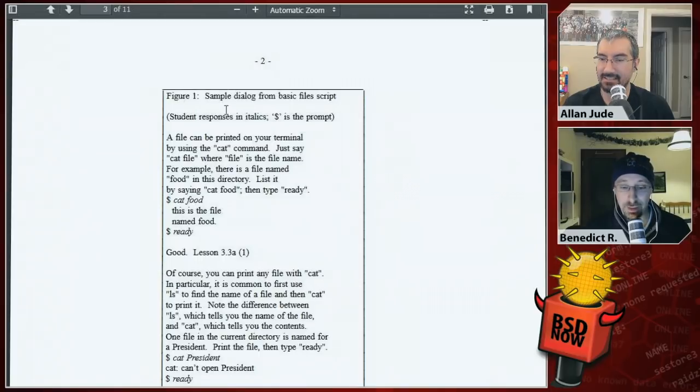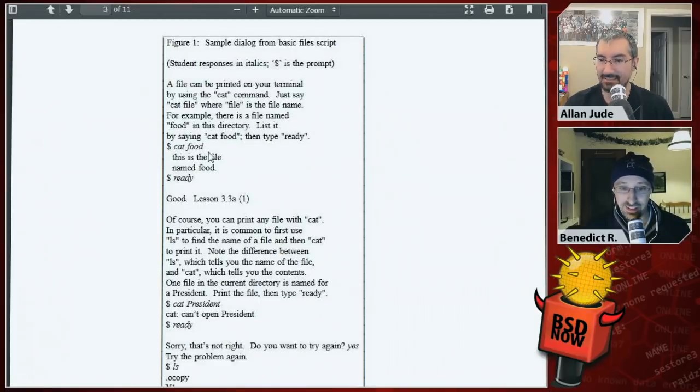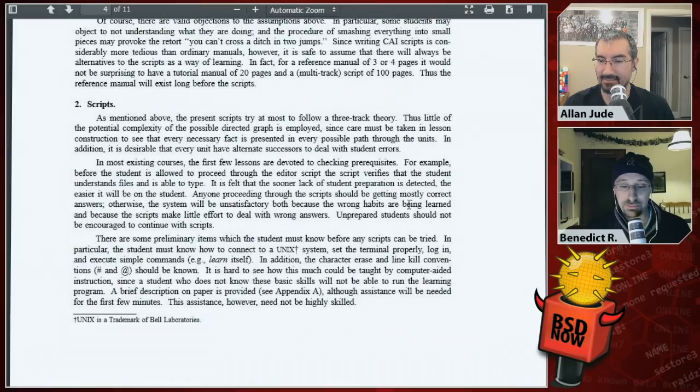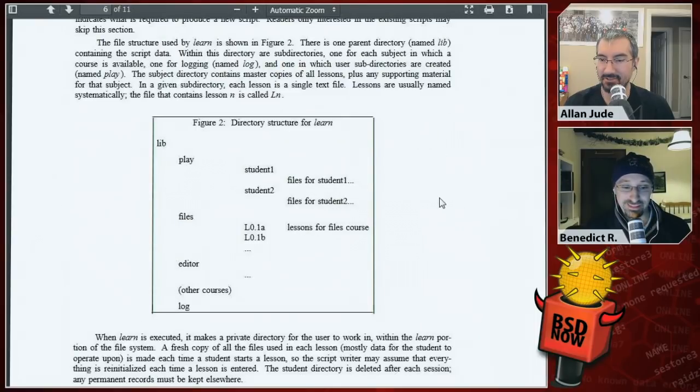So it's teaching you to use the cat command to read the file called food, trying to read the file called president, learning the ls command, the cat command, a bunch of things of that nature. Okay, this paper is from Brian Kernighan and Michael E. Lesk. So this was trying to teach the first batch of students how to use Unix when no one had ever seen it before.